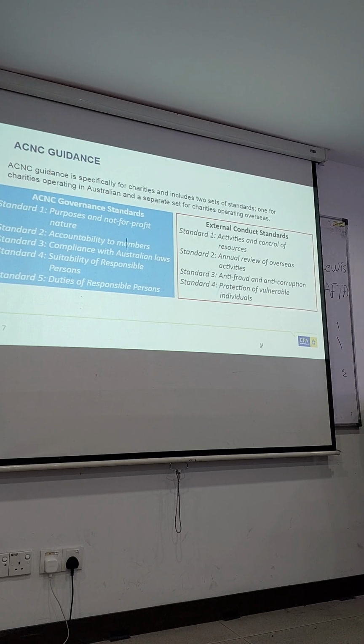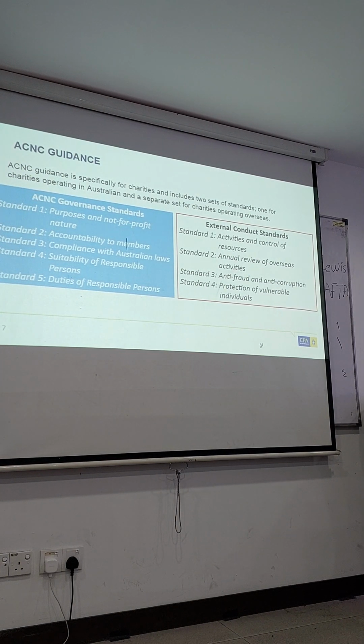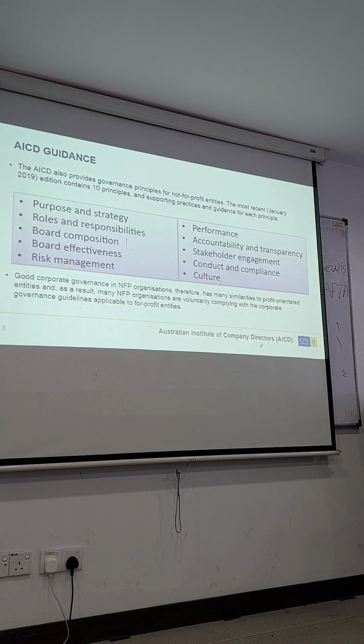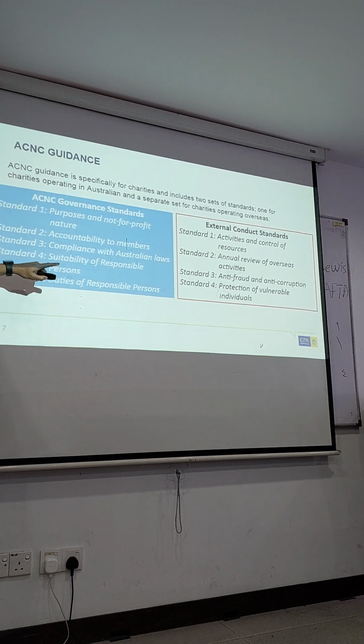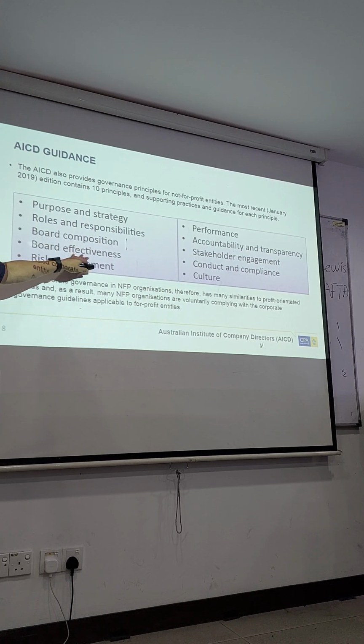Okay, I repeat, ACNC is mainly for charities, and it is divided into two: one in Australia, another overseas. ACNC is about charities, and AICD is for general not-for-profit. This one is for charity specifically, but not-for-profit could also be, charity could also be using this one.